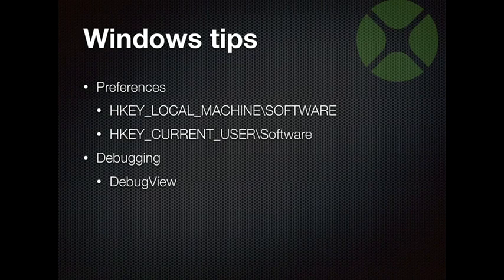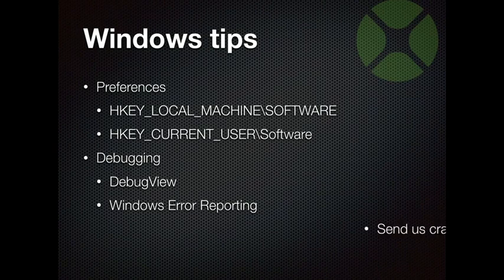With debugging, we have our messages pane where you can output system.debug log. For built apps, you can also use debug view, and that'll log all the system debug log lines that you have in your code.